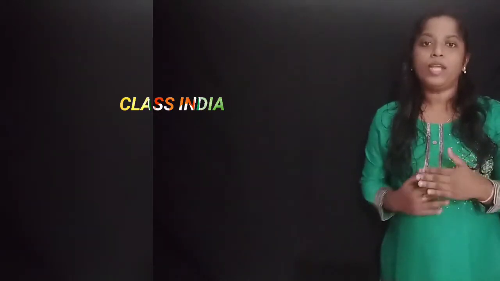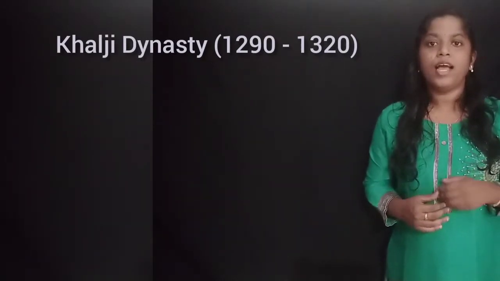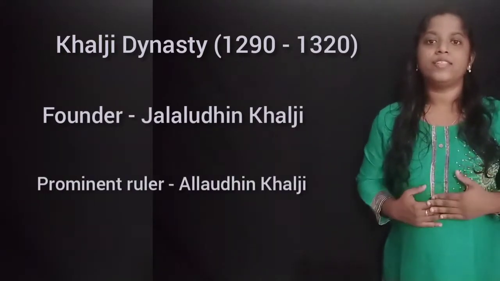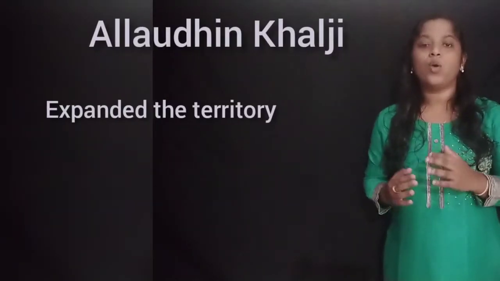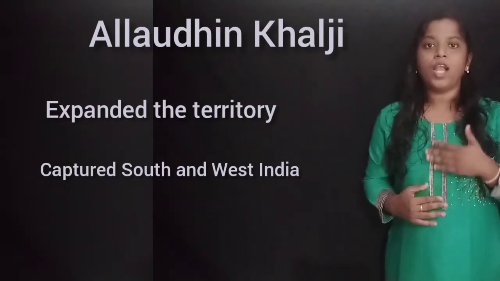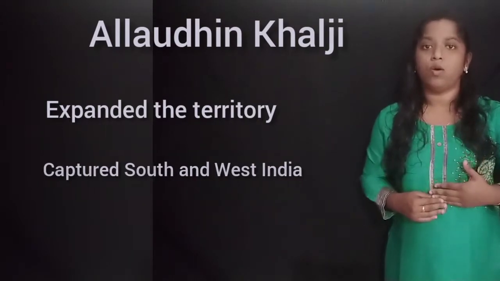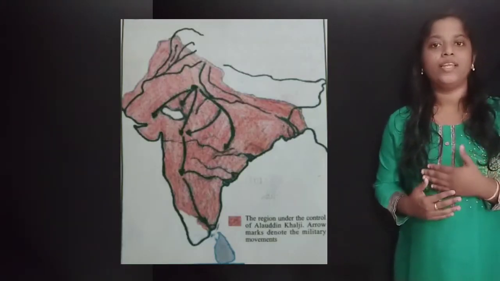After the Mamluk dynasty, the next dynasty that came into power in Delhi was the Khilji Dynasty. The Khilji Dynasty was established by Jalaluddin Khilji, but the prominent ruler of the dynasty was Alauddin Khilji. It was under Alauddin Khilji that south and west India became a part of the Delhi Sultanate. Alauddin Khilji captured many parts of South India and western India also. This was the extent of the Delhi Sultanate under Alauddin Khilji's period.